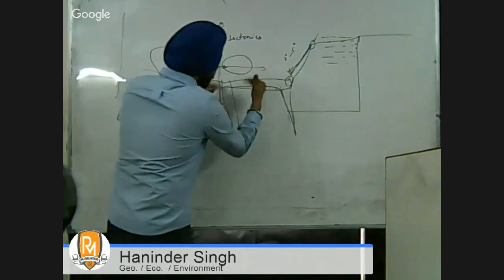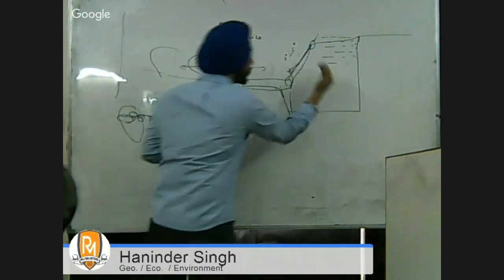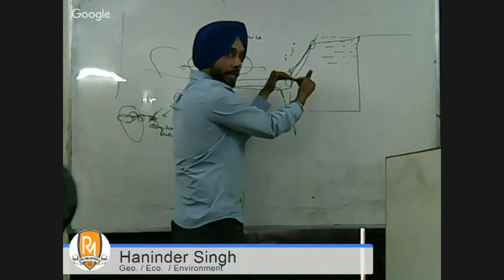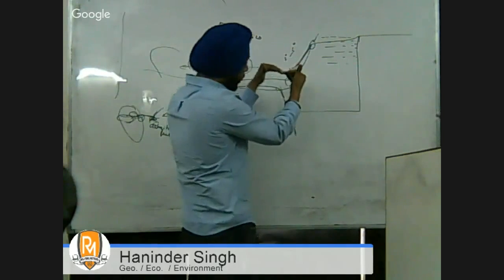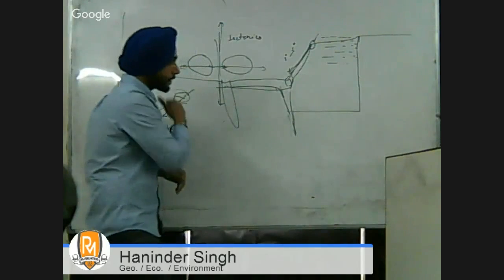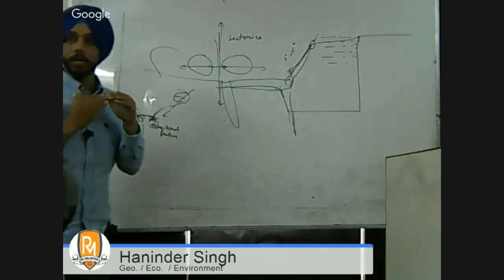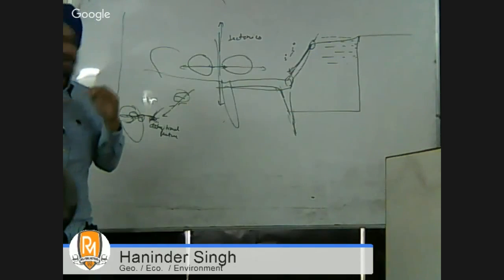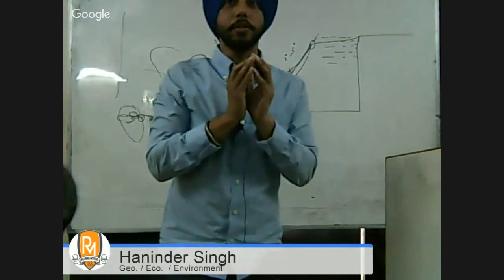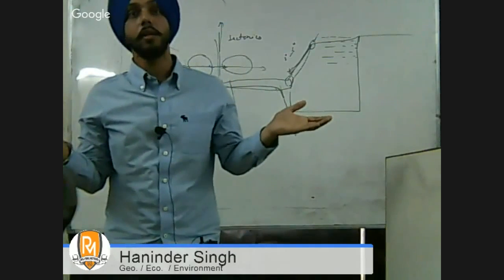So this is an oceanic plate and this is a continental plate, and we are considering that this is a convergent plate boundary. So both are colliding. That's why this trench is made. This is the reason why earthquakes occur. This is the reason why volcanoes are formed. Volcanoes are found at divergent plate boundaries.